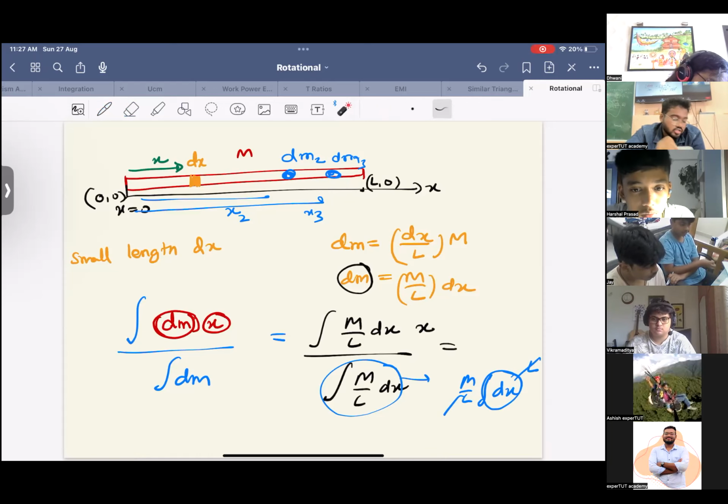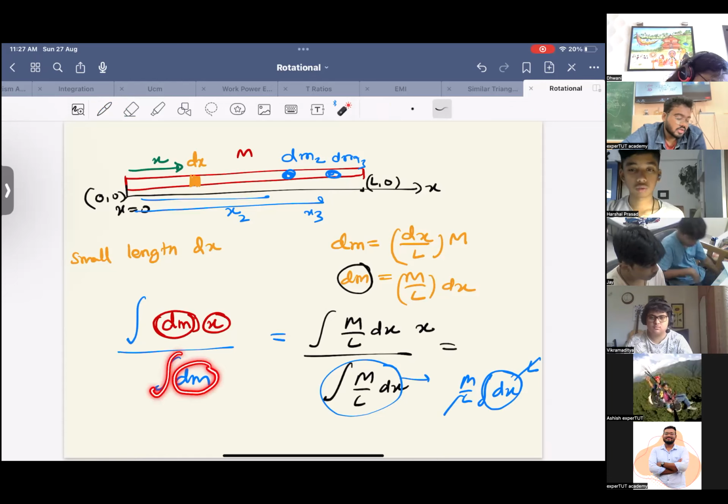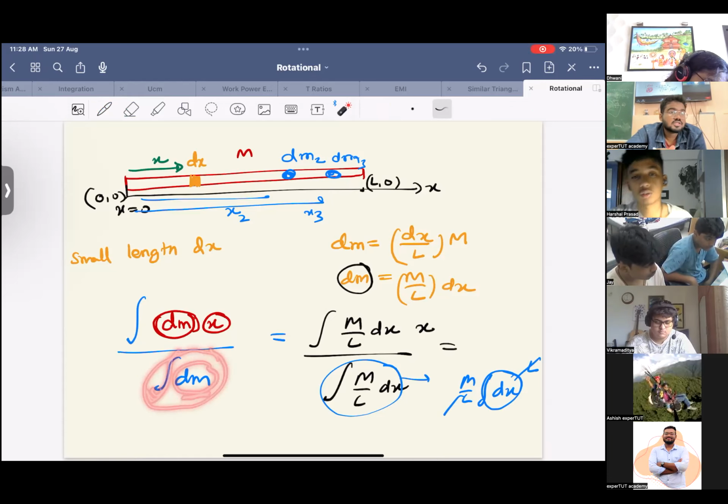You could have also said just logically, what is the sum of all small masses? This is dm, meaning small mass. This integration means sum. So the integration of all small masses is the big mass. You understood the denominator, everyone? Write it.